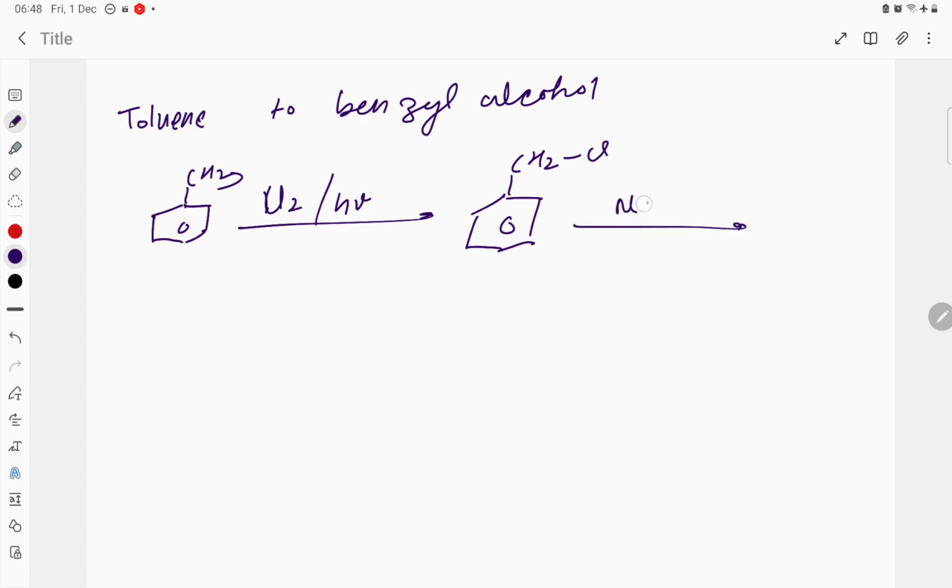Now you treat with NaOH, student. This is an SN reaction. So it will give, student, benzyl alcohol. This is C6H5CH2OH, here is the OH, student. This is the benzyl alcohol.